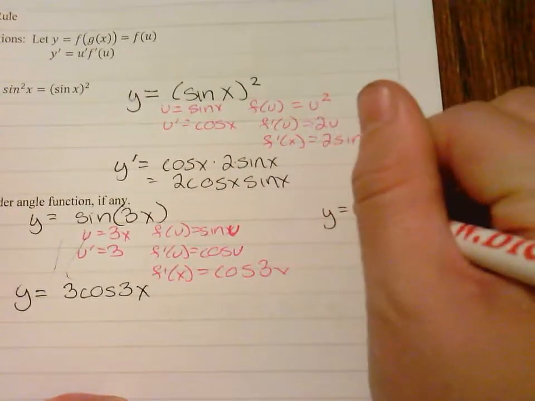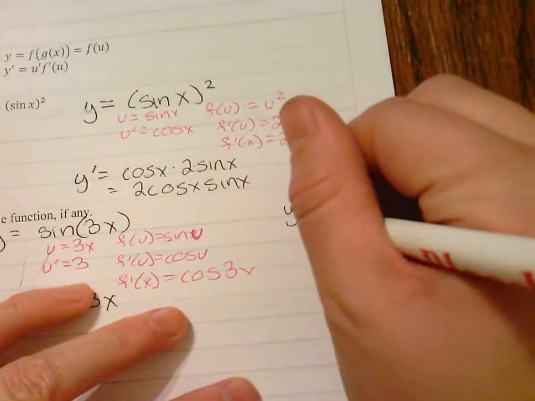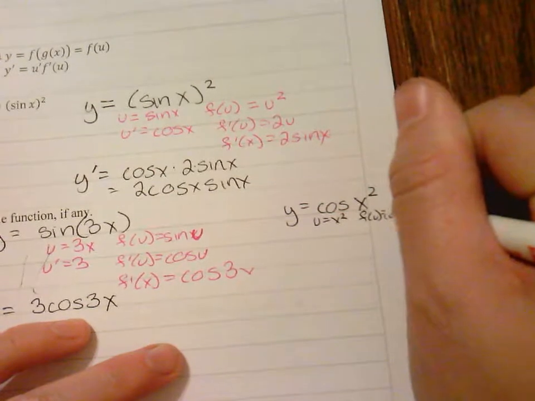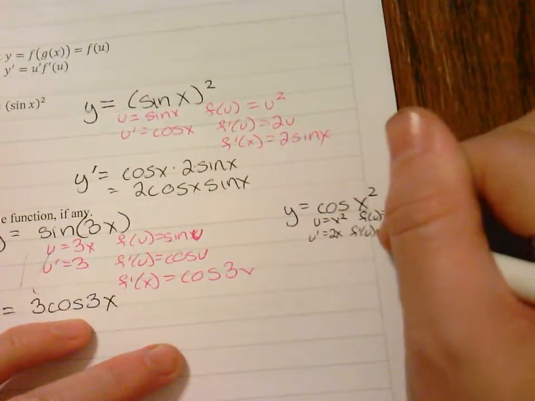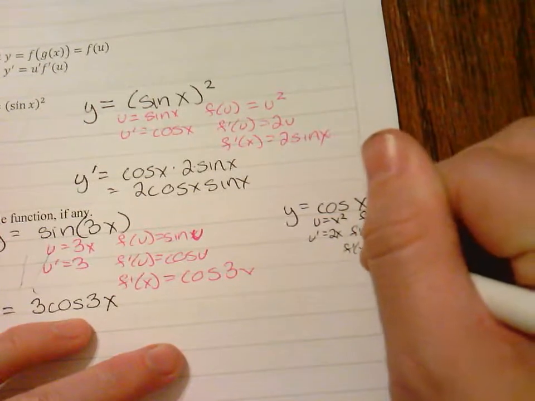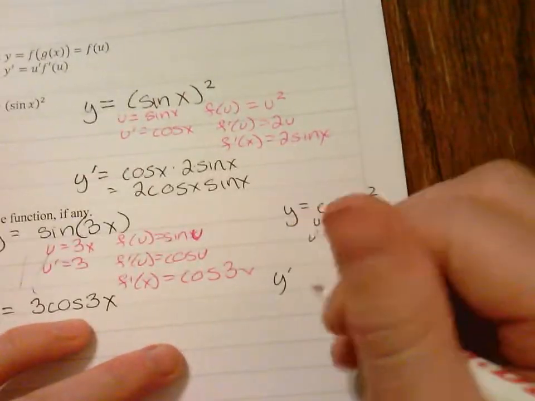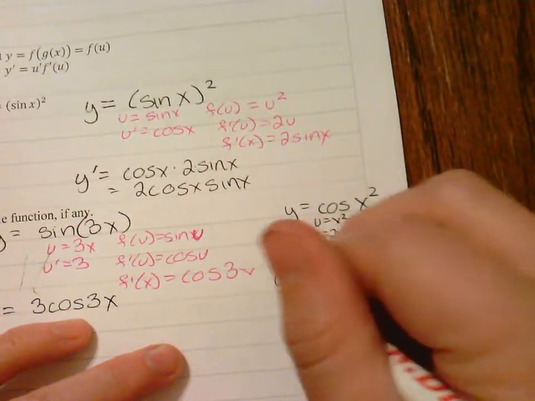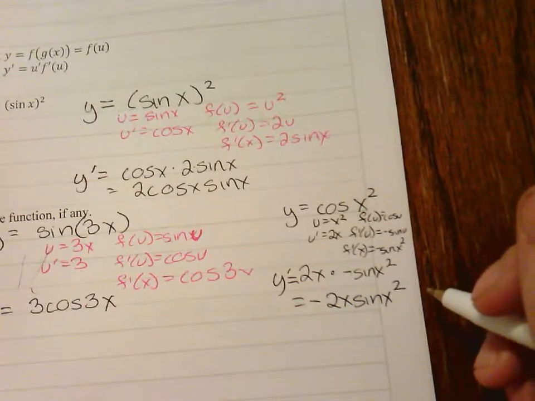So same type of thing. I'm just going to put that one over here. y equals cosine of x squared. So u is going to be x squared. f of u is cosine u. Okay. u prime is 2x. f prime of u is negative sine of u. So f prime of x is negative sine of x squared. So your derivative is going to be 2x times negative sine x squared. That looks like you're subtracting, so your final answer is going to be negative 2x sine x squared. Okay, that's it. There you go.